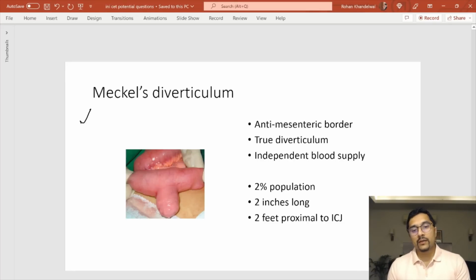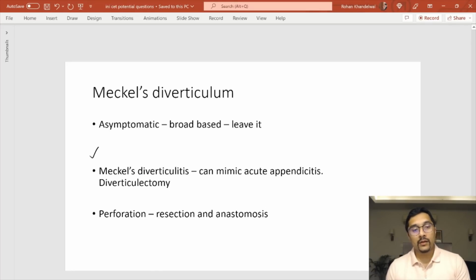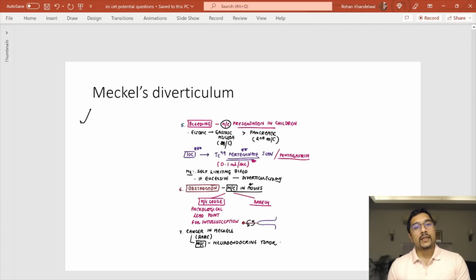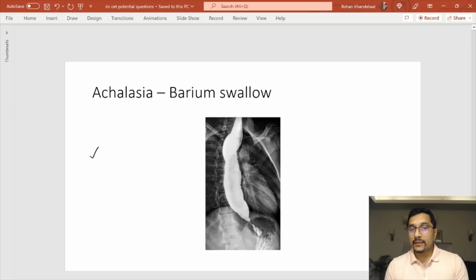It's a true diverticulum, and the rule of 2 is applicable here. If an asymptomatic or broad-based diverticulum is incidentally detected, we leave it. Meckel's diverticulitis can mimic acute appendicitis, and if there is a perforation, we carry out resection and anastomosis. You should know that bleeding is the most common presentation in children. It is due to the ectopic gastric mucosa, and a technetium 99m pertechnetate scan is the investigation of choice. Obstruction secondary to intussusception is the most common presentation in adults.